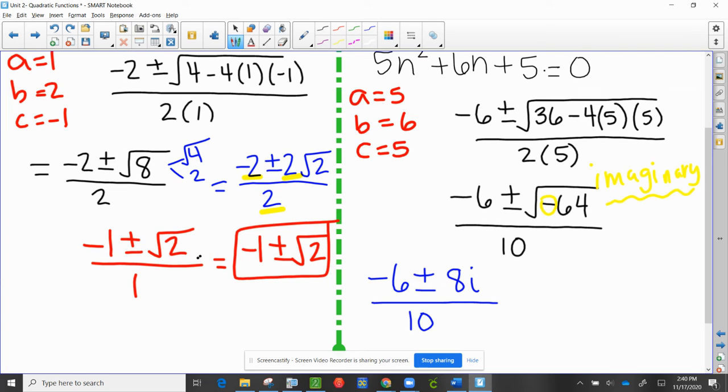Now on my numerator, I cannot add or subtract a real number with an imaginary number. So we're not going to really do anything with that, but we can reduce all of these. We notice we have a 6, an 8, and a 10. Those are all divisible by 2, right? So let's simplify this fraction. So our final answer, we'd get negative 3 plus or minus 4i, all over 5.